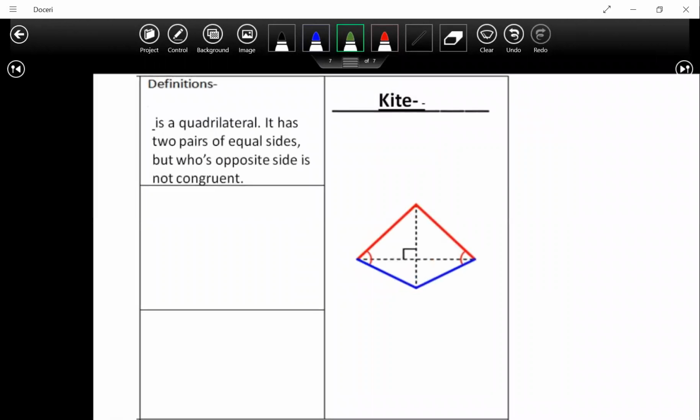A kite is a very unique quadrilateral. It also forms from a diamond shape, right? Diamond-looking quadrilateral that we're looking at. But we'll do these as well. Here we go. 10 minutes left. We can do it. This is angles.